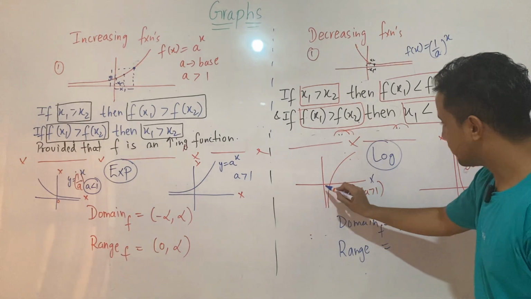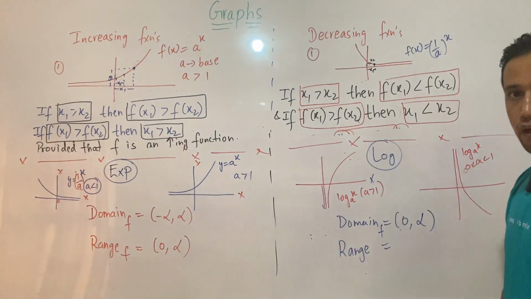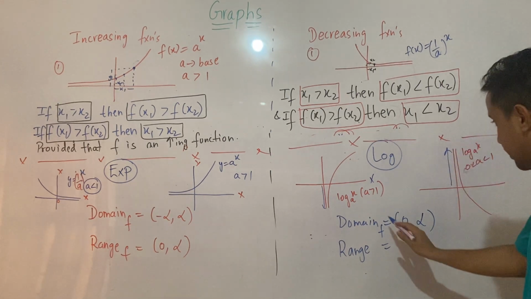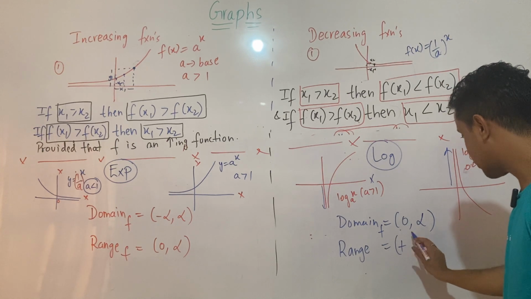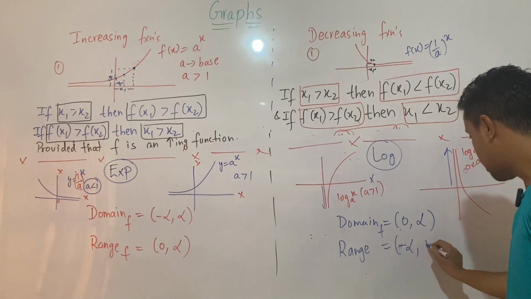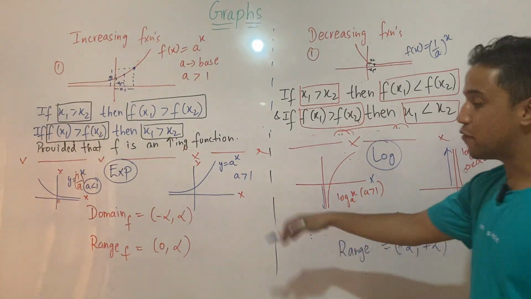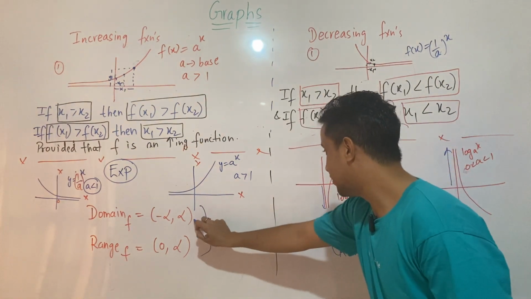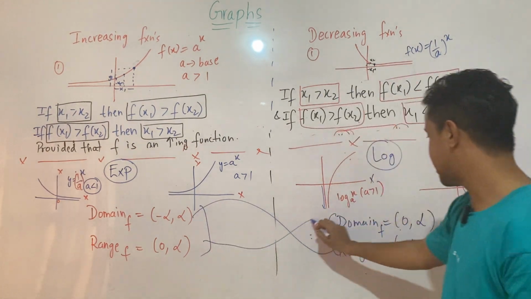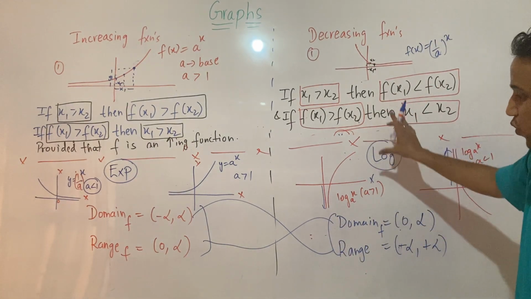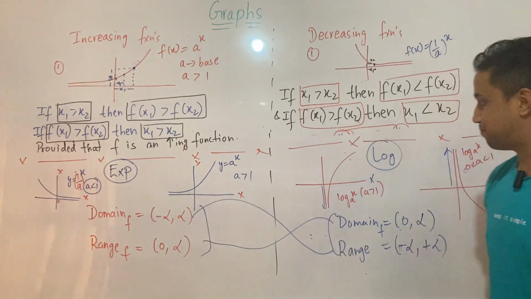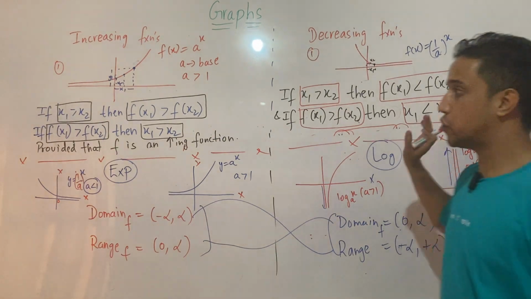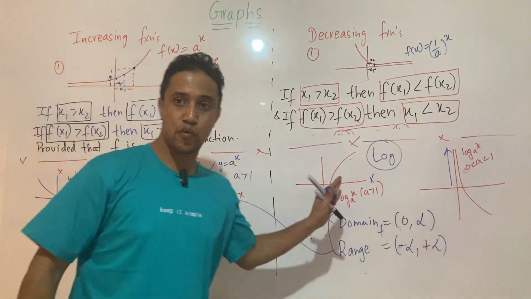Now look at the range. You can see these are all the negative values on the side of y, and these are all the positive values on the side of y. So the range is going to be negative infinity to positive infinity. See why we say these are inverse of each other. This domain is the same as the range there, and the range here is the same as the domain. So that's all about the relationship between the exponential and the logarithmic functions.